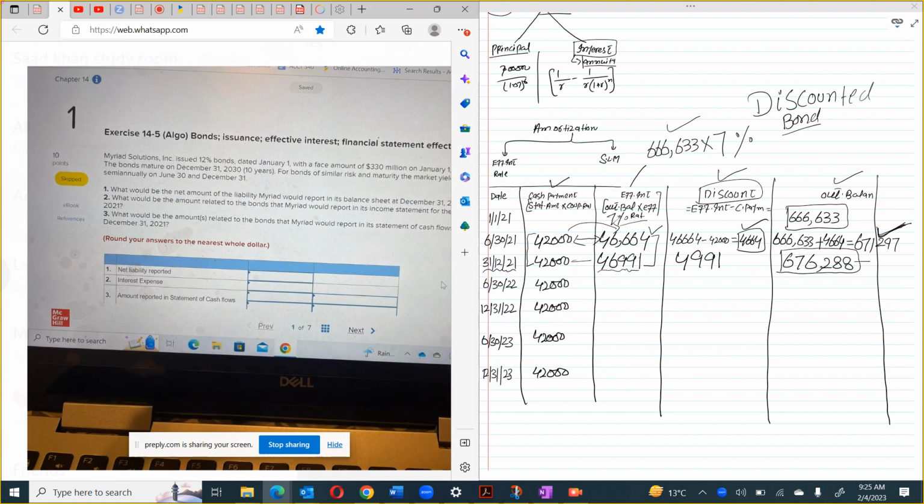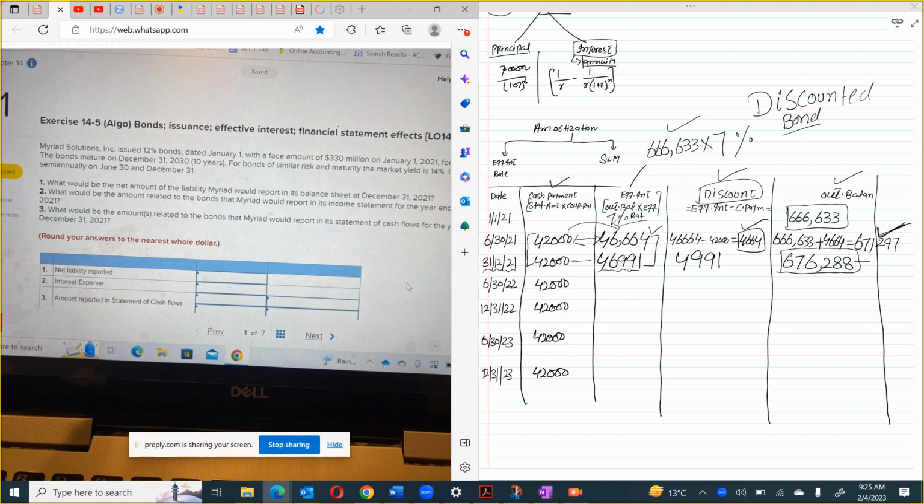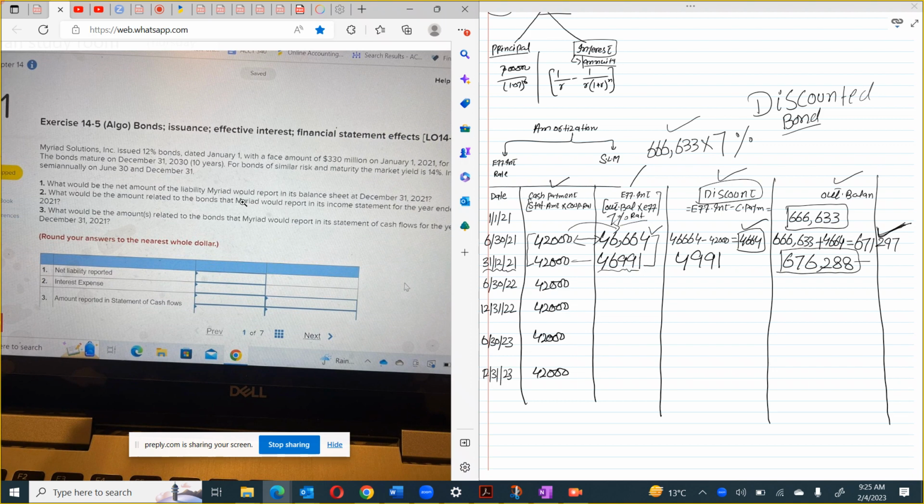See what they are asking. They said calculate the net liability. What is the requirement? What would be the net amount of liability that would be reported in the balance sheet at 31st December 2021? So you will make this table for this question, and you will write the liability of the relevant period. So if, for example, I ask you what is the liability of 31st December 2021, this will be the liability. What will be the interest expense? Add both of these.